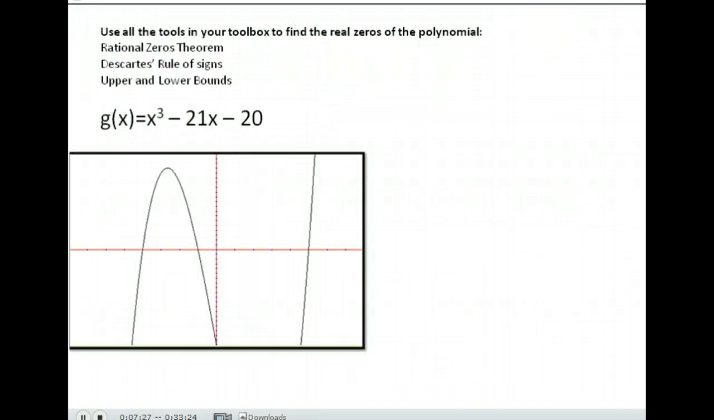Okay, so some of your questions will look like this. Use all of the tools in your toolbox to find the real zeros of a polynomial. The rational zero theorem, that's where we would normally start from. We would write down our possible rational zeros.